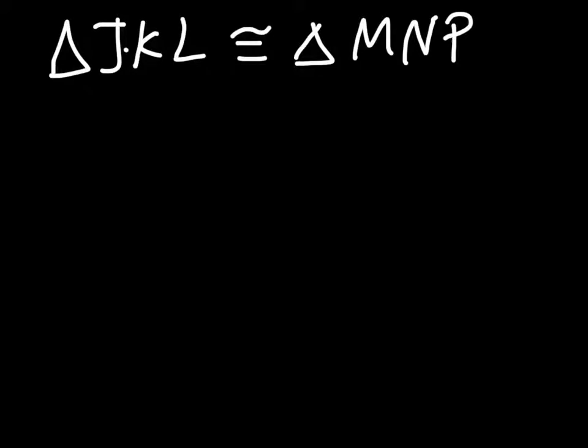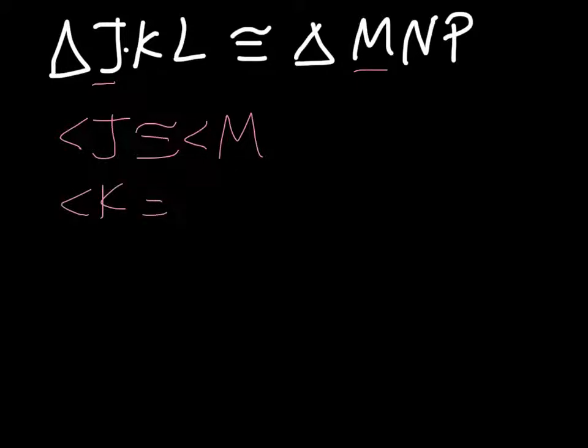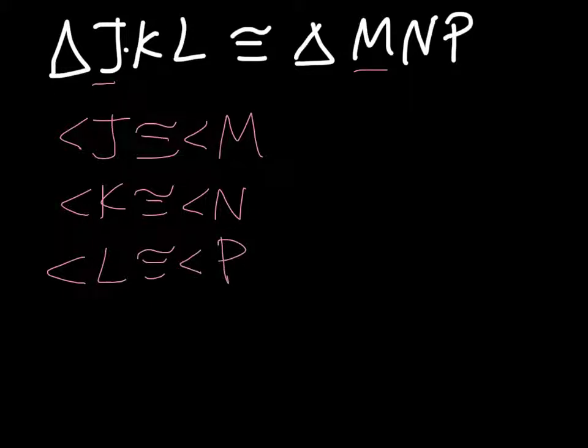Okay? Now, if I'm asked to name congruent parts, and all I have is the names in my congruence statement of the triangles, I can still name my congruent parts because I know that angle J is congruent to angle M. So angle J is congruent to angle M, angle K is congruent to angle N, and angle L is congruent to angle P.